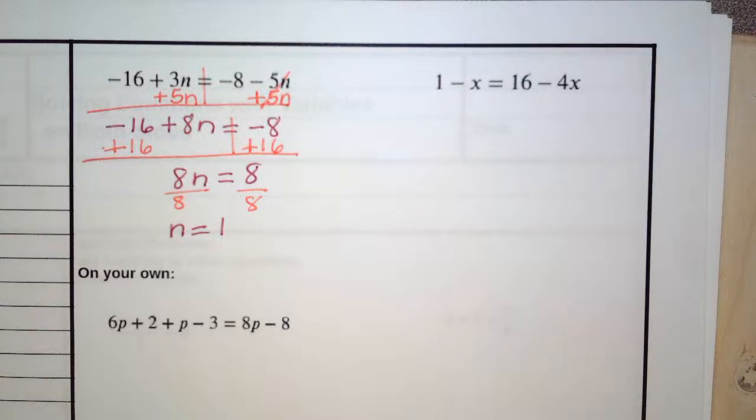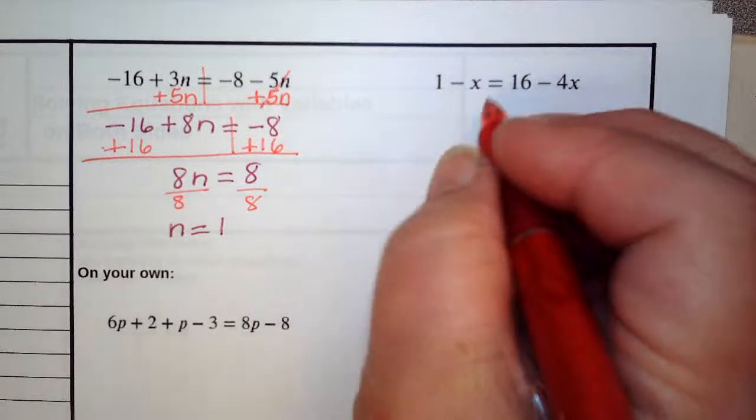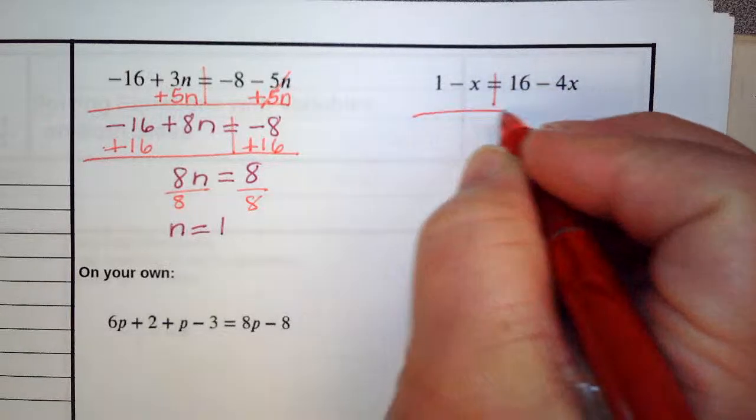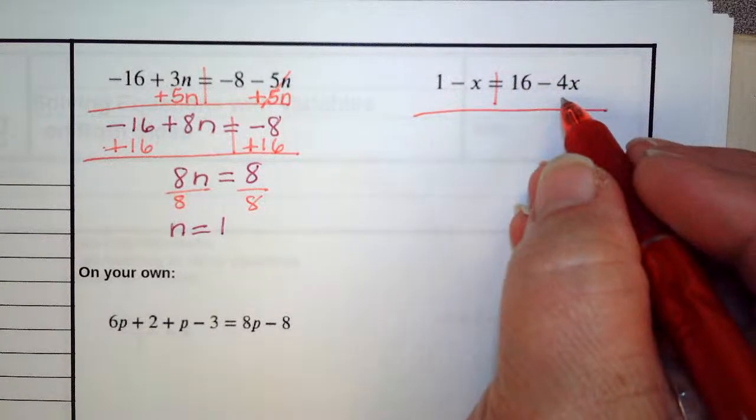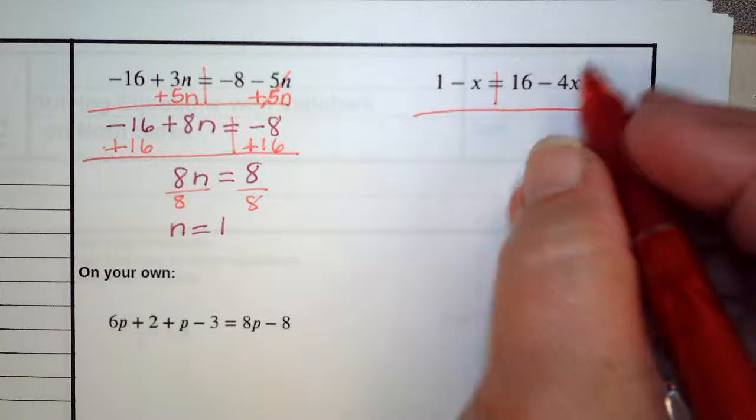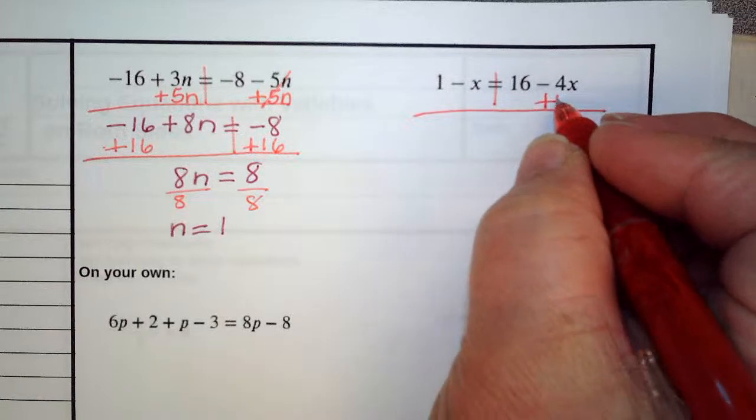Okay, looking at the next one. Pause the video if you think you can do it on your own. But if not, we'll do it together. Draw the line. Which is smaller, negative 1x or negative 4x? Negative 4x, so I'm going to add 4x to both sides.